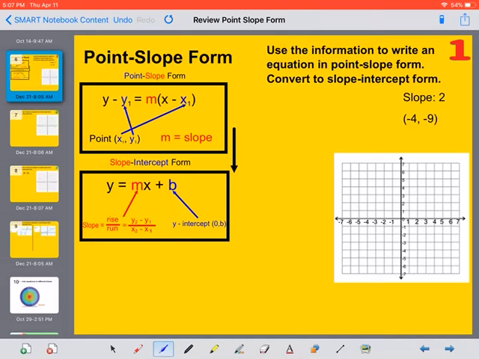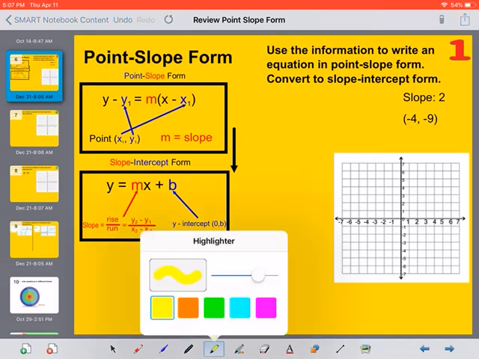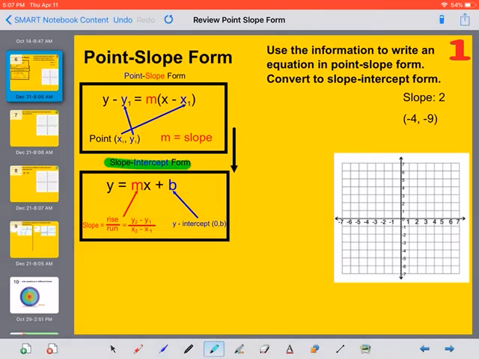Hello, today we are reviewing point-slope form. So previously we reviewed slope-intercept form, this one down here. But now today we are going to do point-slope form and then solve to get slope-intercept form. So remember point-slope form, we use a point, x1, y1, and our slope is m.